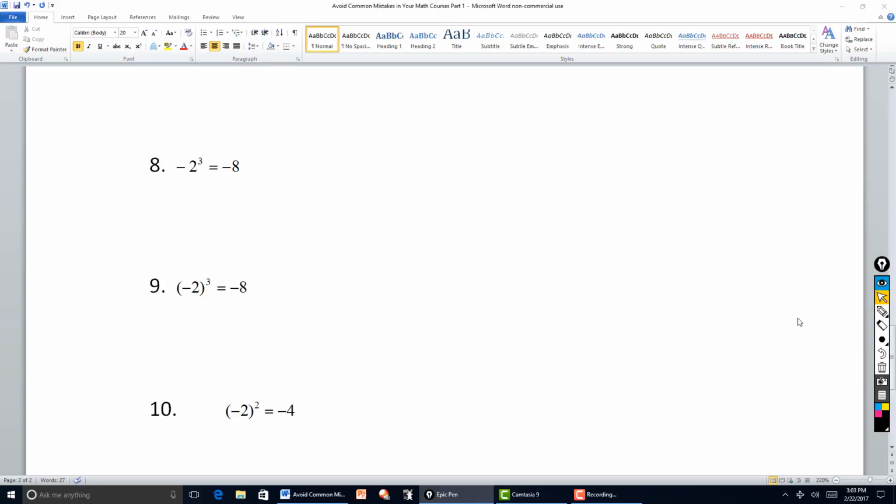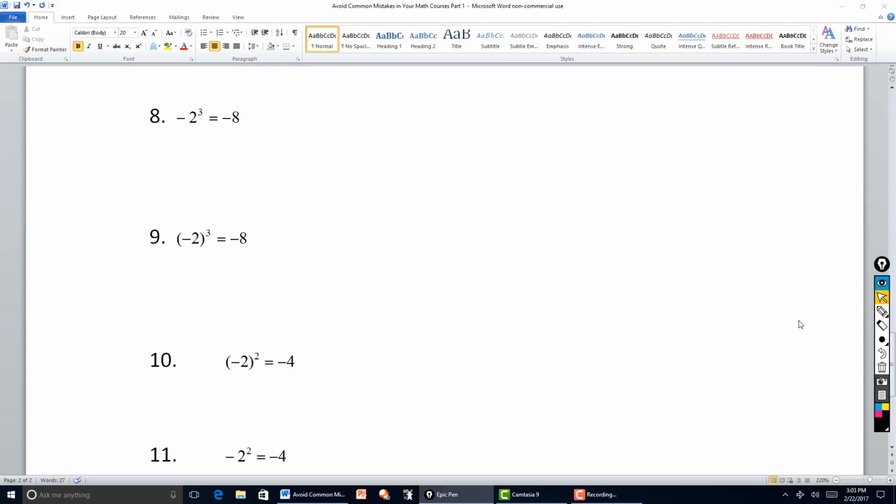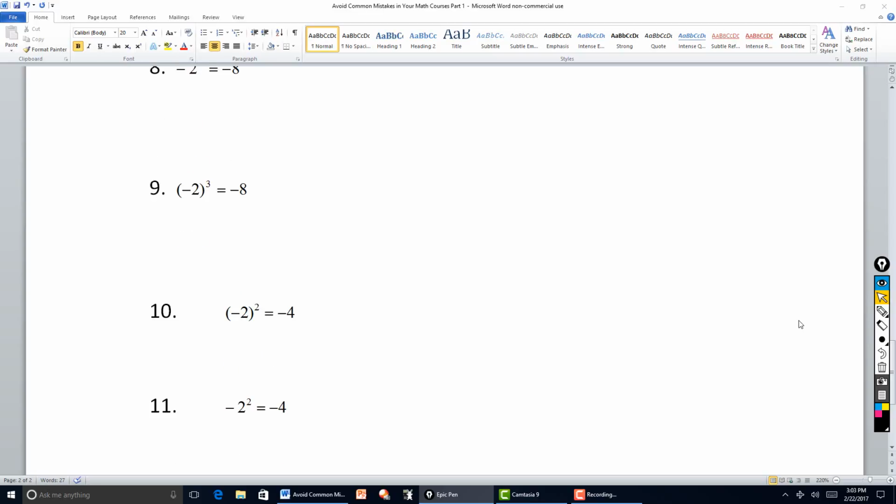Negative 2 in parentheses squared. Is that negative 4? This one is false. It's a positive 4. The next one. Negative 2 to the second. Notice no parentheses. Is that a negative 4? And that one is true.